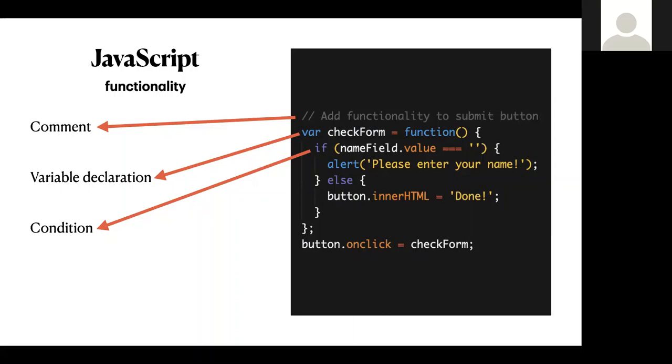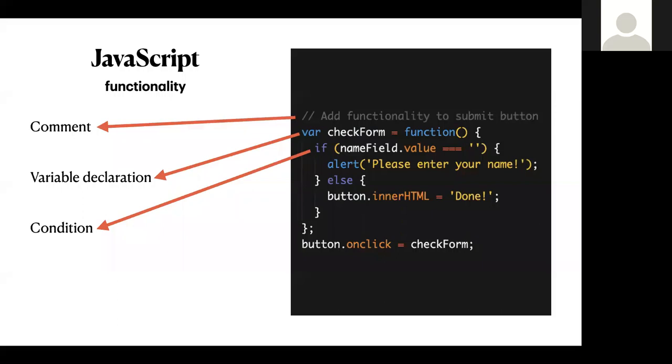In this case, I'm checking if the name field has a value. Don't worry about the details with the triple equal signs, that's a bit more advanced. Pretty much I'm checking if it doesn't have a value. So if the value is an empty string, then show an alert saying, please enter your name. So the user can tell, okay, I'm trying to submit this form, but for some reason it's telling me I need to fill in my name first before I can do that.